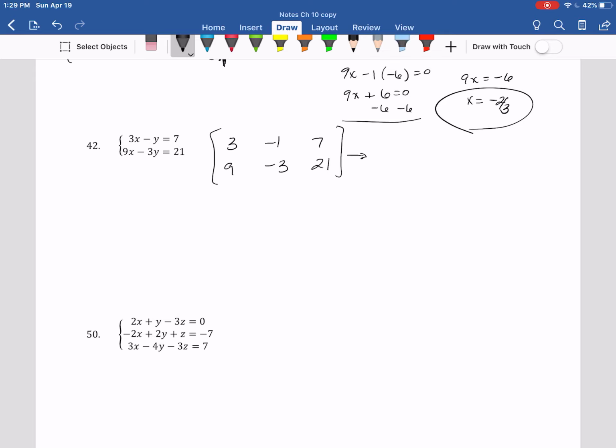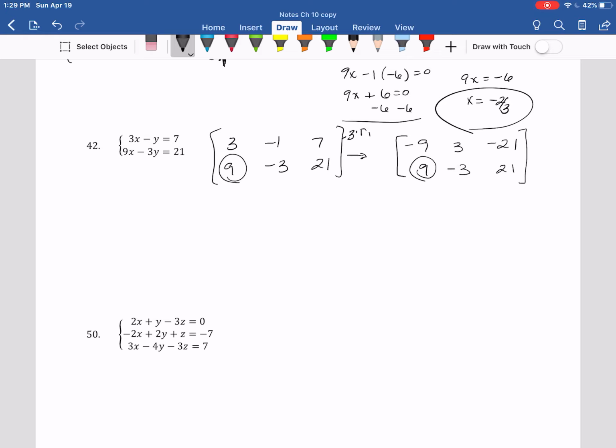We want a 0 in this position where the 9 is currently, so we're going to multiply the top row by -3. So -3 times row 1. This is my directions so that I understand how I'm getting my answers. So -9, and then 3, and then -21. The bottom row didn't need to change. Because now when I add my two numbers together, I'm going to get a 0 in that position.